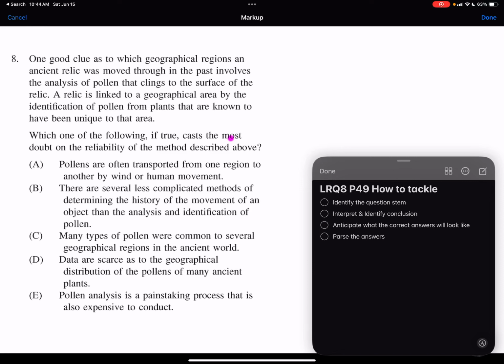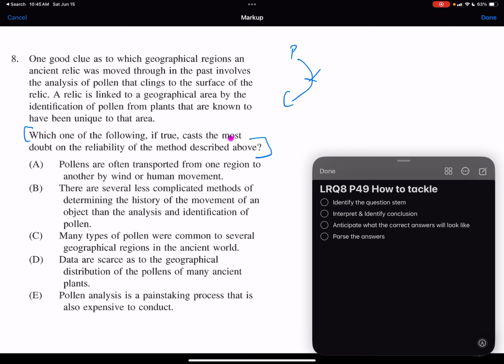Practice test 49. Quick checklist on how you're going to tackle this question. We're going to identify the question stem. So this is a weakening question. You want to weaken the link between the premises and the conclusion or the claim being made. You're going to interpret and identify the conclusion or claim. We're going to anticipate the correct answers, what they'll look like, and then we're going to parse the answers.